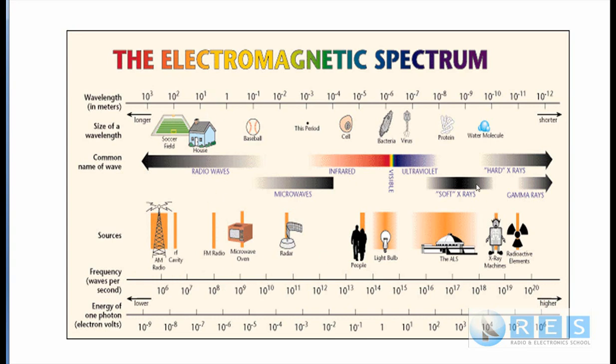And the higher radio waves become, the more energetic they become. So way up here we've got gamma rays, X-rays, soft X-rays, ultraviolet, infrared, microwaves, radio waves. All of those are electromagnetic waves. They're all the same. The only difference between them is the frequency.